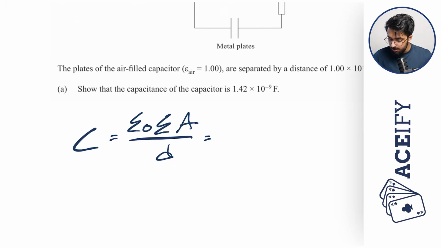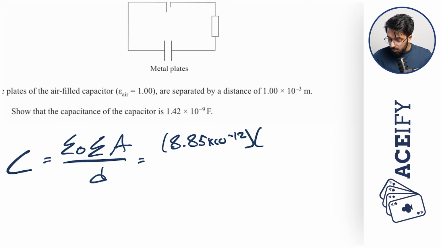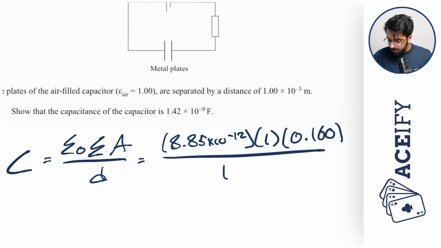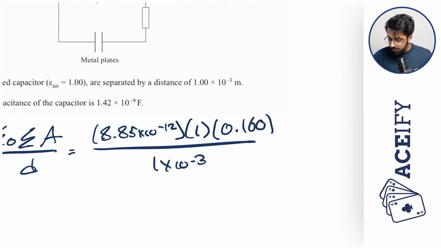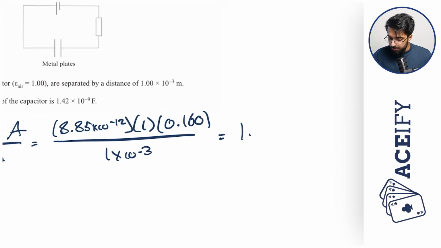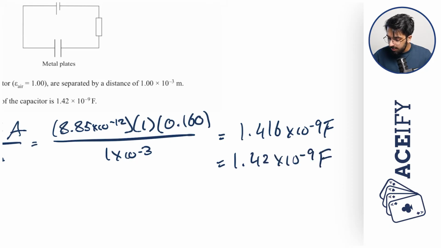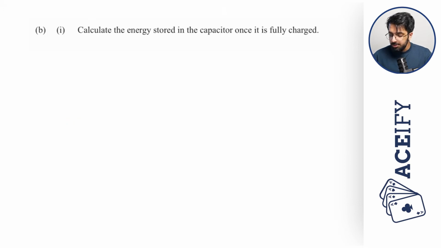So we can plug in our numbers, 8.85 times 10 to the negative 12 multiplied by 1 multiplied by 0.160 all over 1 times 10 to the negative 3, and this gives a capacitance value of 1.416 times 10 to the negative 9 farads, which is equal to 1.42 times 10 to the negative 9 farads. As you can see, that is the value that we're trying to find. Calculate the energy stored in the capacitor once it's fully charged.